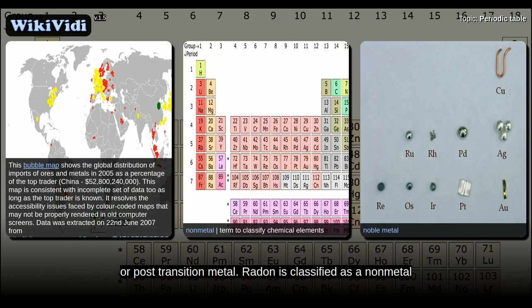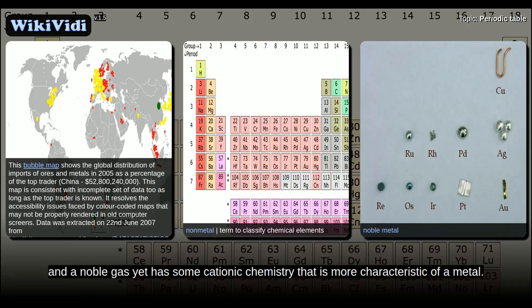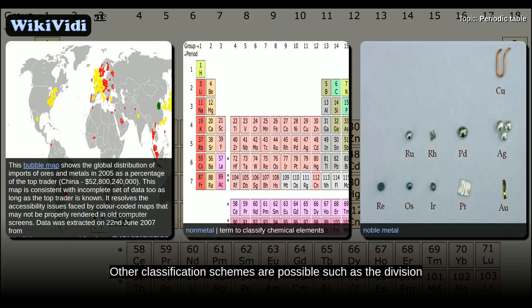Radon is classified as a non-metal and a noble gas, yet has some cationic chemistry that is more characteristic of a metal. Other classification schemes are possible, such as the division of the elements into mineralogical occurrence categories, or crystalline structures. Categorizing the elements in this fashion dates back to at least 1869, when Hinrichs wrote that simple boundary lines could be drawn on the periodic table to show elements having like properties, such as the metals and the nonmetals, or the gaseous elements.